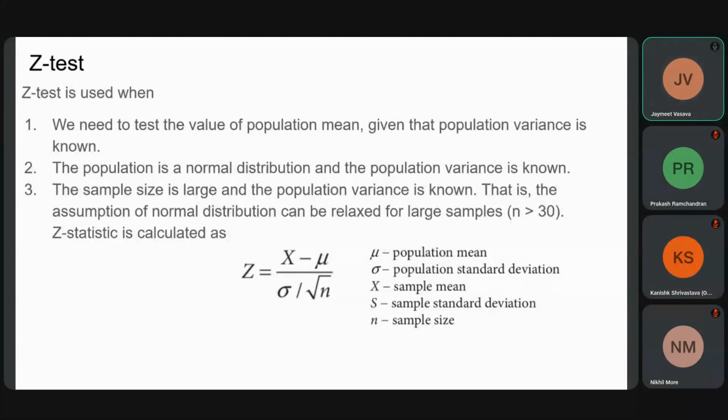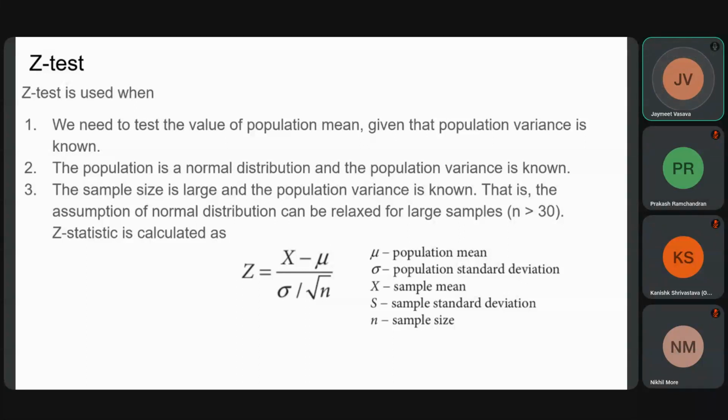So moving on to the first test called z-test. The z-test is used when we need to test the value of population mean given that the population variance is known. Next, the population is a normal distribution and the population variance is known. So we know the mean and the variance.